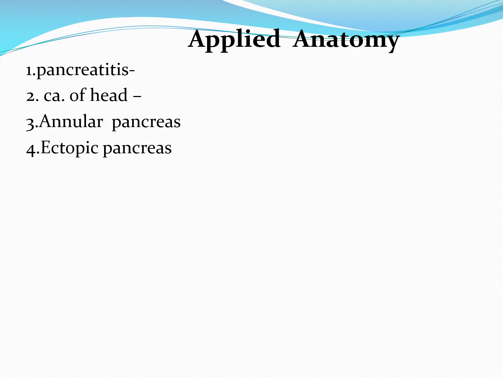Now applied anatomy. Before applied anatomy, first I will talk about the function of the pancreatic juice. It helps in digestive and endocrine function. Digestive function: pancreatic juice contains many digestive enzymes, of which the important ones are trypsin, which breaks down protein to lower peptides, amylase, which hydrolyses starch and glycogen to disaccharides, and lipase, which breaks down fat into fatty acid and glycerol.